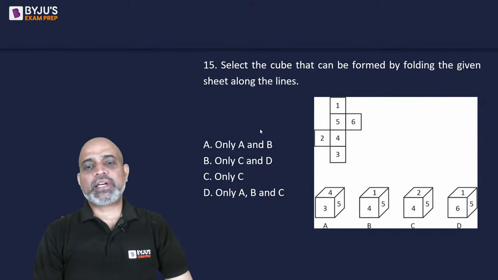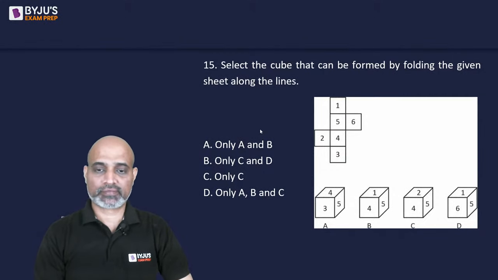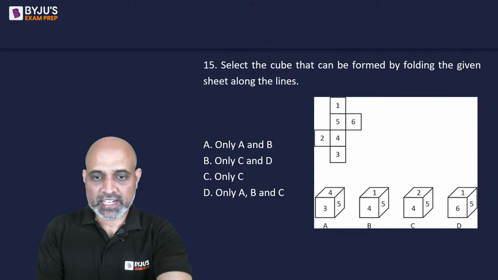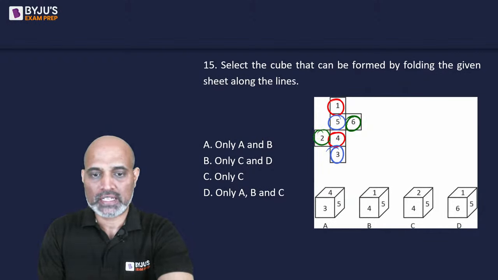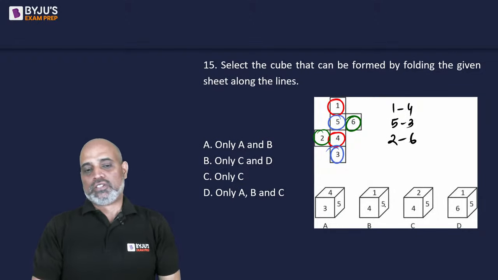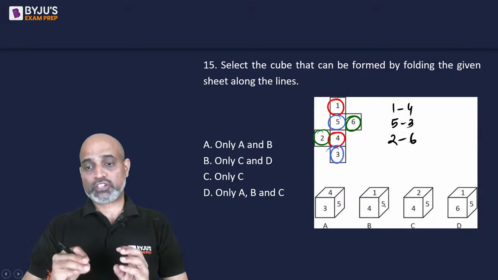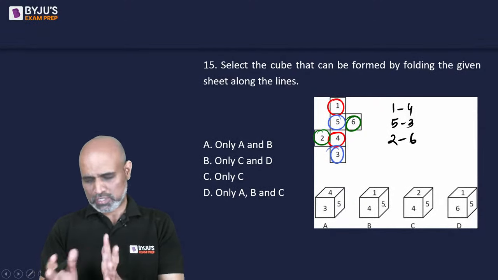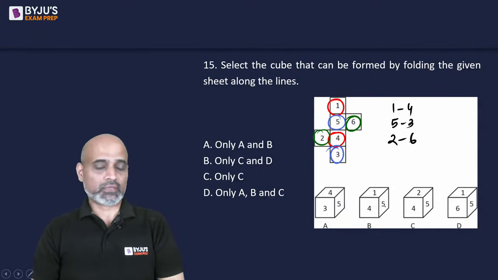So select the cube that can be formed by folding the given sheet along the lines. Going by the standard logic, 1 and 4 should be opposite to each other, 5 and 3 should be opposite to each other, 2 and 6 should be opposite to each other. That is, 1 and 4, 5 and 3, 2 and 6. So can you tell me which dice we can get rid of?